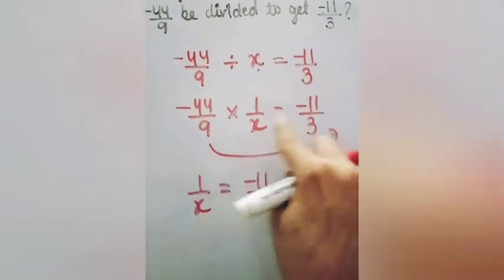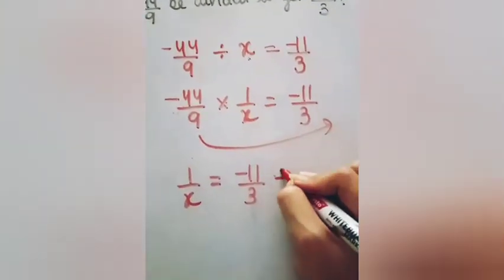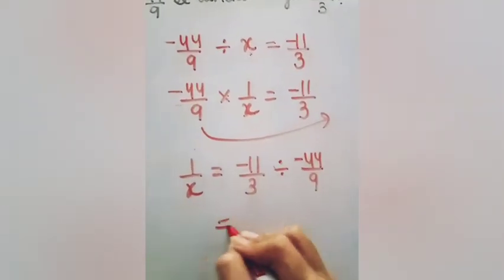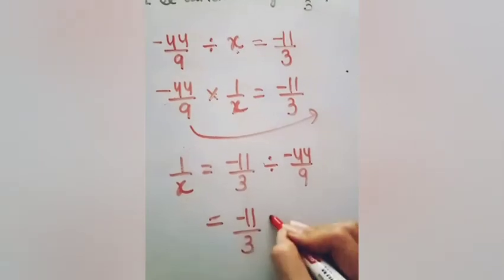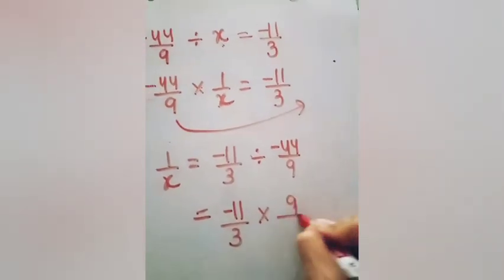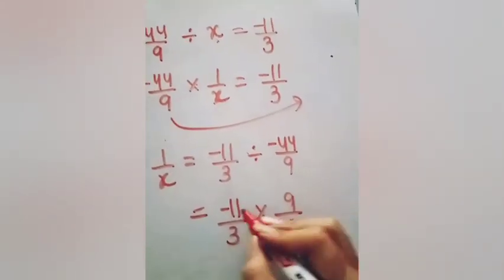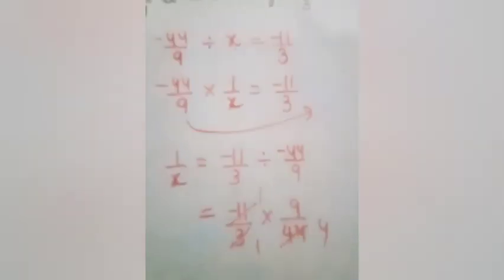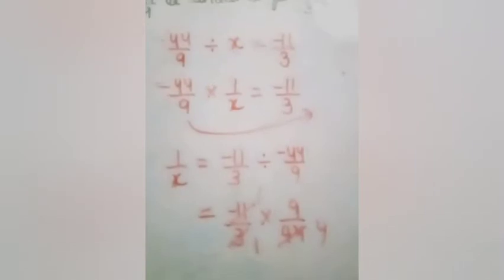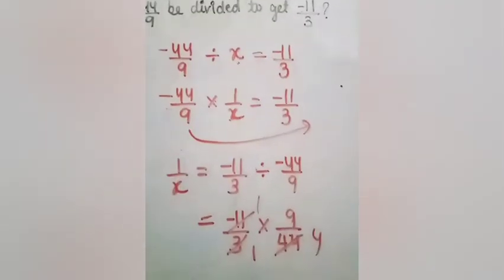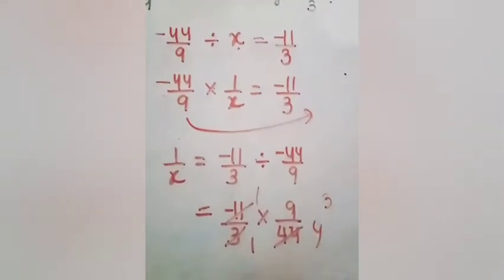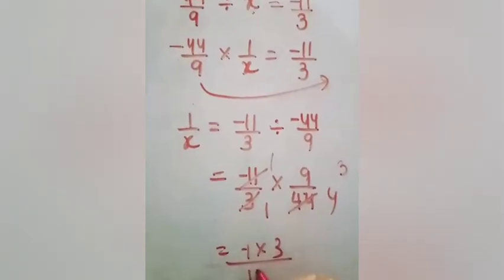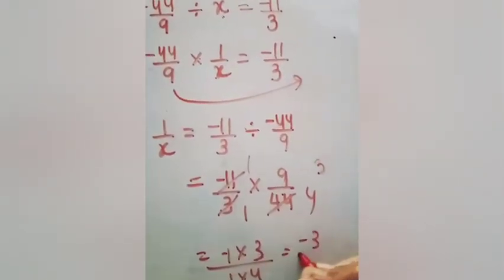Earlier it was in multiplication, on going to the other side it will be in division. So minus 44 upon 9. Now solve this. Multiply by the reciprocal of it. Now cut it. 11 ones are 11, 11 fours are 44, 3 ones are 3, 3 threes are 9. We have 1 into 9, minus 1 into 9, 1 into 4. So we have minus 3 upon 4.